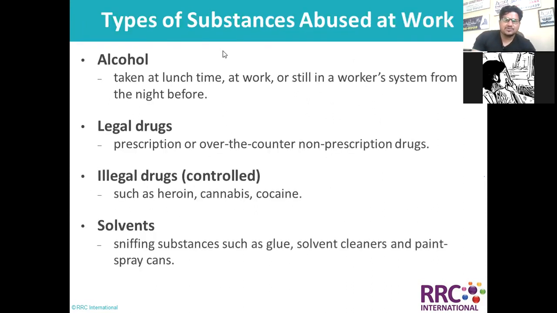So these are some of the types of substance abuse at work, like alcohol, taken at lunchtime at work or still in a worker's system from the night before. Legal drugs, prescription or over-the-counter, non-prescription drugs, illegal controlled drugs, such as heroin, cannabis or cocaine, or solvents like sniffing substances such as glue, solvent cleaners, and paint spray cans. So these are some of the types of solvents or substances abused at work.